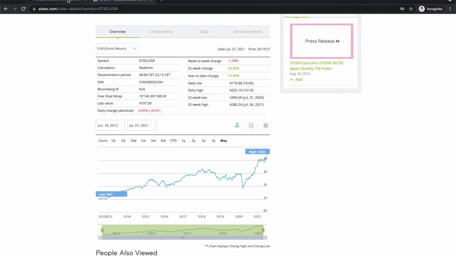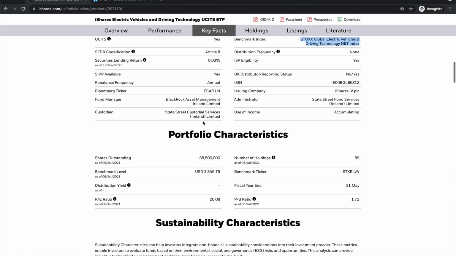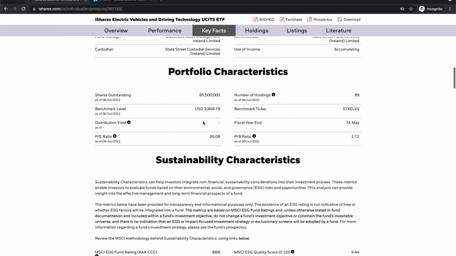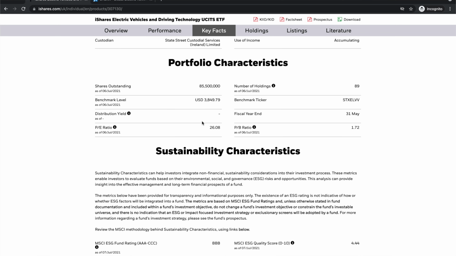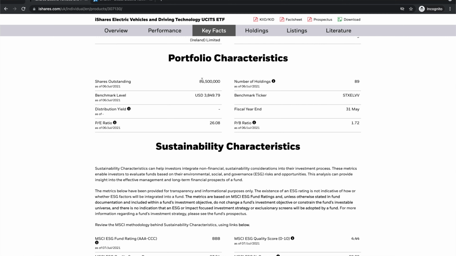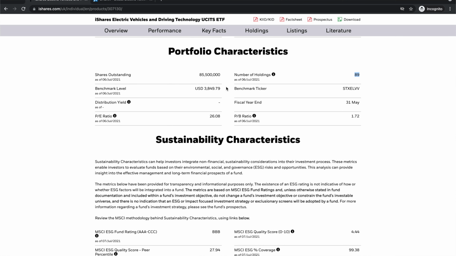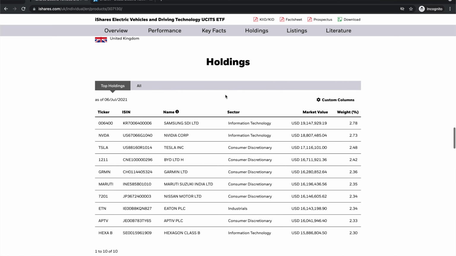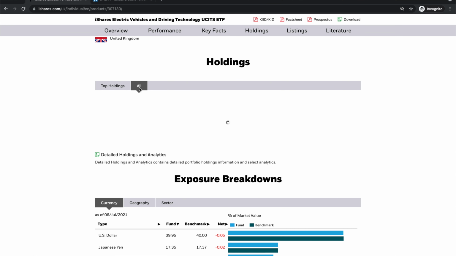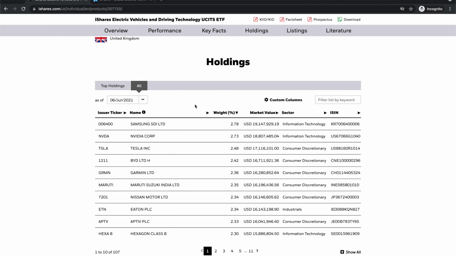So here we can see the portfolio characteristics. There are 84,500,000 shares outstanding. Also the number of holdings or companies in this fund is 89. We can see the individual holdings. We saw previously the top 10. Now let's click on show all and look at all of them.